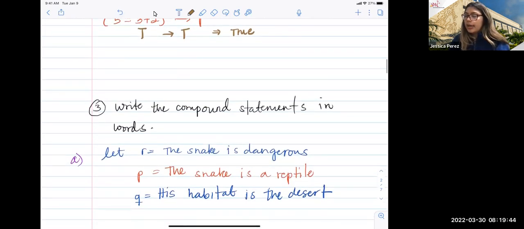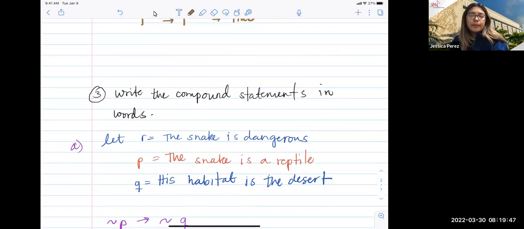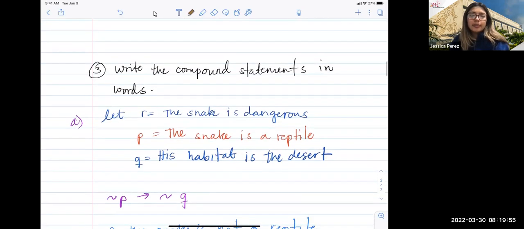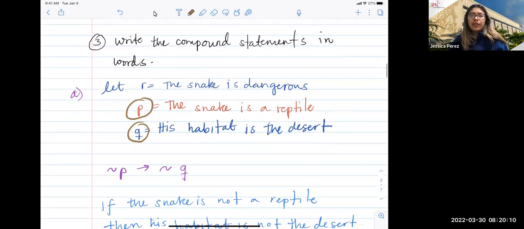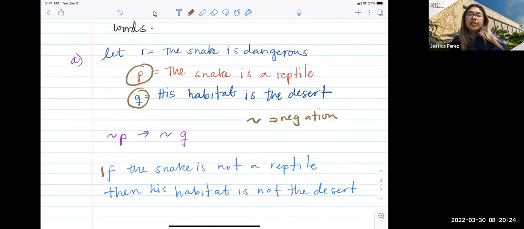Okay. Now, what if I give you 3 different statements, write the compound statement in words. And I'm giving you the implication. So if I want you to negate P implies negating Q, you focus your eyeballs on P and Q. So if you're negating P, the snake is a reptile. So the snake is not a reptile. Remember that this squiggly is negation. So if the snake is not a reptile, then his habitat is not the desert.